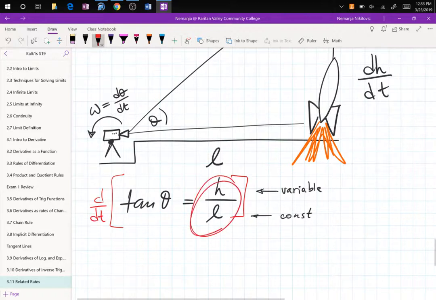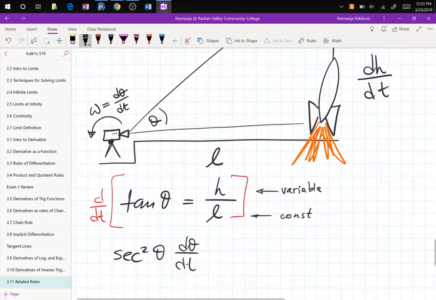Now, we are not using the quotient rule here because L is a constant. So it's just 1 over L, you copy that. The derivative of tangent is secant squared theta, times d theta dt, because we took the derivative of theta with respect to time, equals 1 over L times the derivative of h, which is 1, and then we have dh dt.